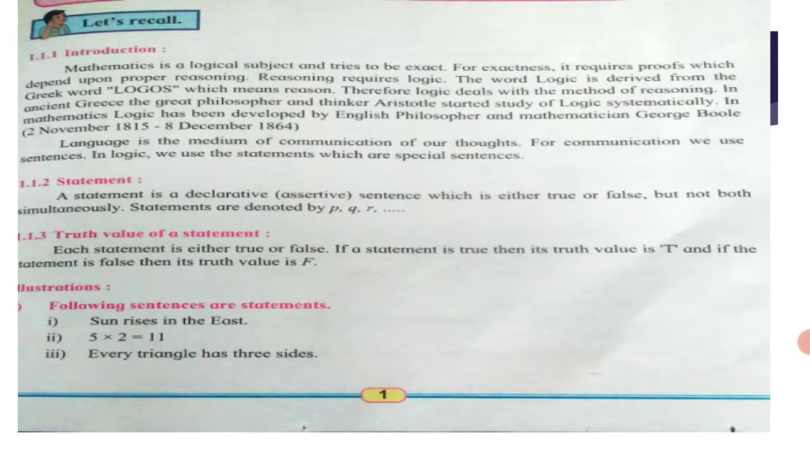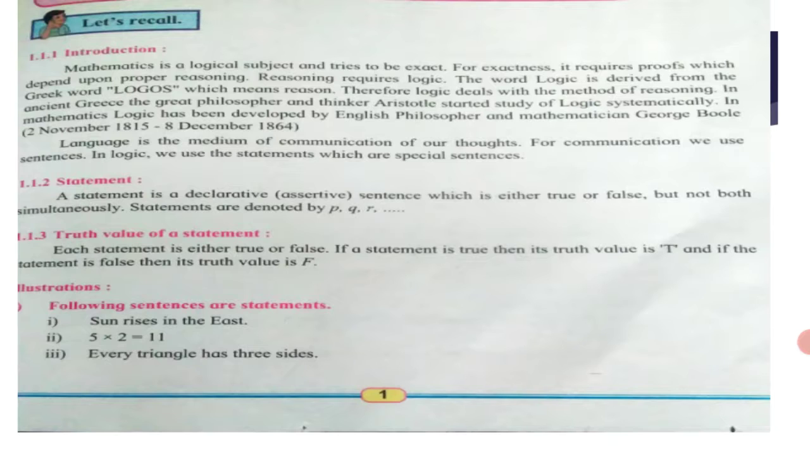Truth values of a statement. Each statement is either true or false. If a statement is true, then its truth value is T, and if the statement is false, then its truth value is F. Illustrations: the following sentences are statements. There are a lot of sentences, and not all of them are statements, so we'll see that afterwards. Now we are going to see this.